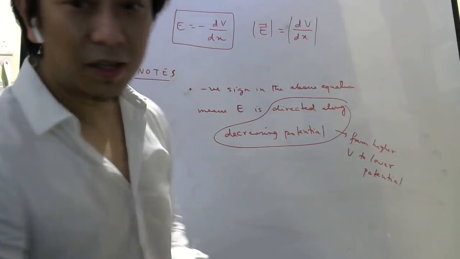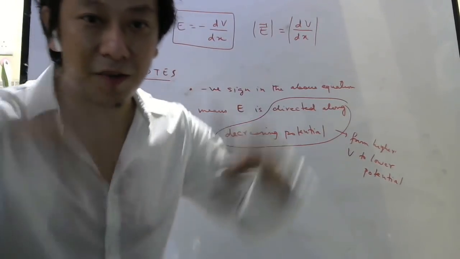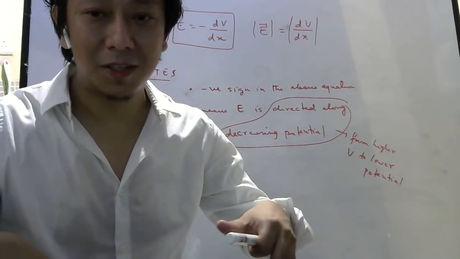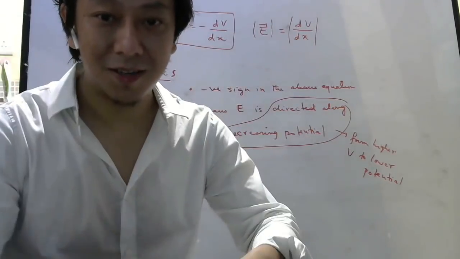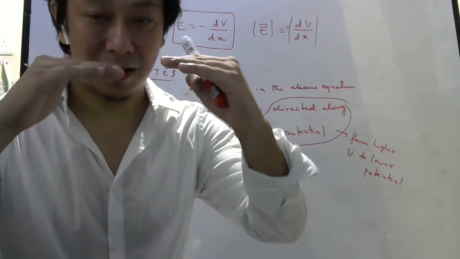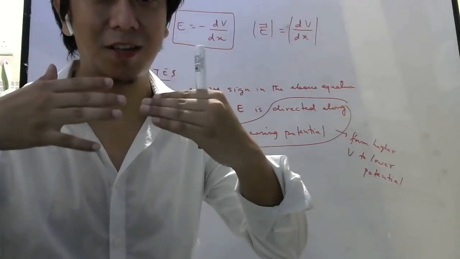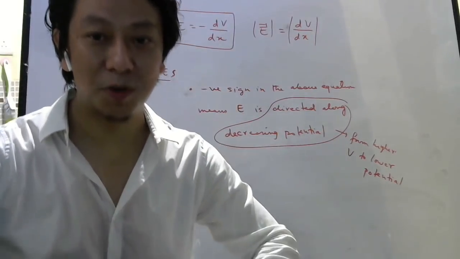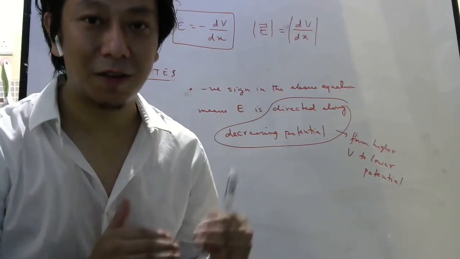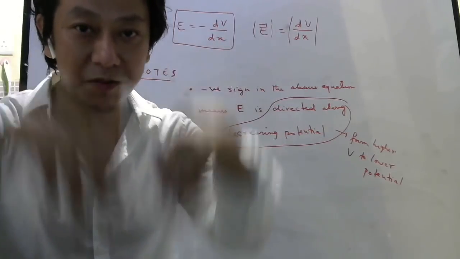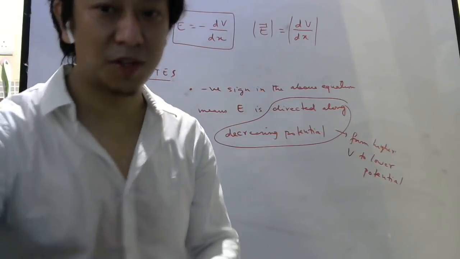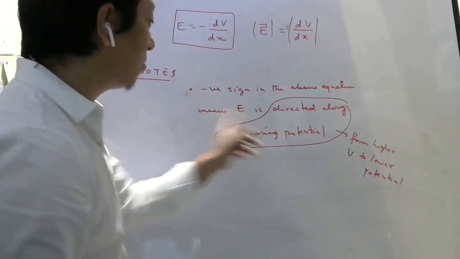This is something very simple also. If you think of gravity, for Earth the gravitational field is downwards, right? And you know a higher point will have higher potential energy, a lower point will have lower potential energy. So even in the case of gravity, the gravitational field is from higher potential to lower potential. So keep this in mind, very useful.